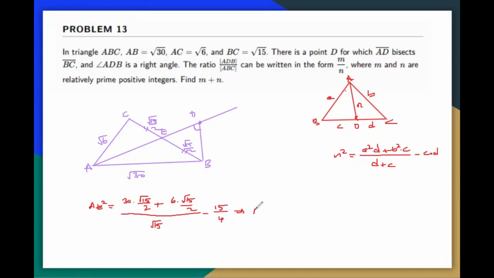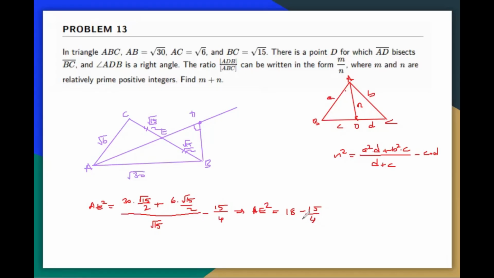You may try to simplify, but I see there's a really nice cancellation. If I divide the top and bottom by root 5, the root 5s cancel each other. Then this entire fraction will be just 30 over 2 plus 6 over 2, which is 36 over 2, which is 18, and then minus 15 over 4.